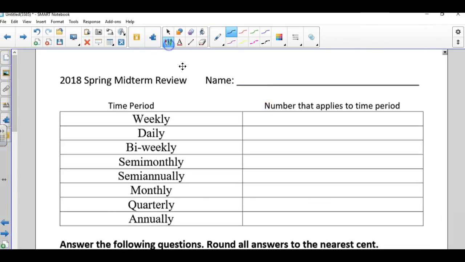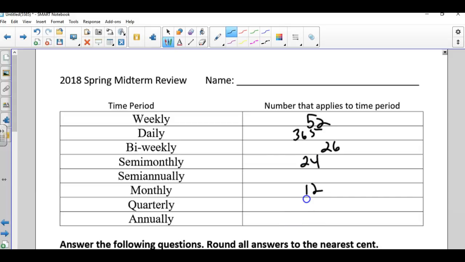All right, so this first example right here, guys. Weekly, you've got 52 pay periods a year. Daily, there are 365 days. Bi-weekly is going to be 26 pay periods. Bi means divide by 2, so take weekly and divide by 2. Semi-monthly: we know monthly is 12, and semi means multiply by 2, so semi-monthly would be 24.